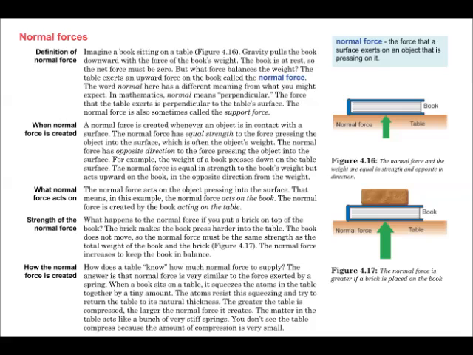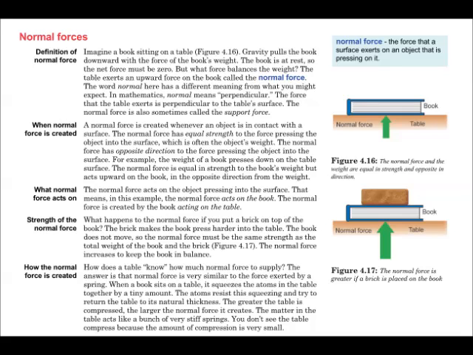The normal force is created by the book acting on the table. What happens to the normal force if you put a brick on top of the book? The brick makes the book press harder into the table. The book does not move, so the normal force must be the same strength as the total weight of the book and the brick, figure 4.17. The normal force increases to keep the book in balance.